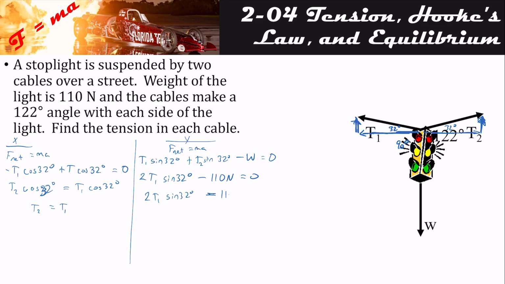Add the 110 to the other side, and divide by 2 times sine of 32. So 110 divided by 2 times sine of 32 is about 103.789, so about 104 newtons. And T2 is the same thing.